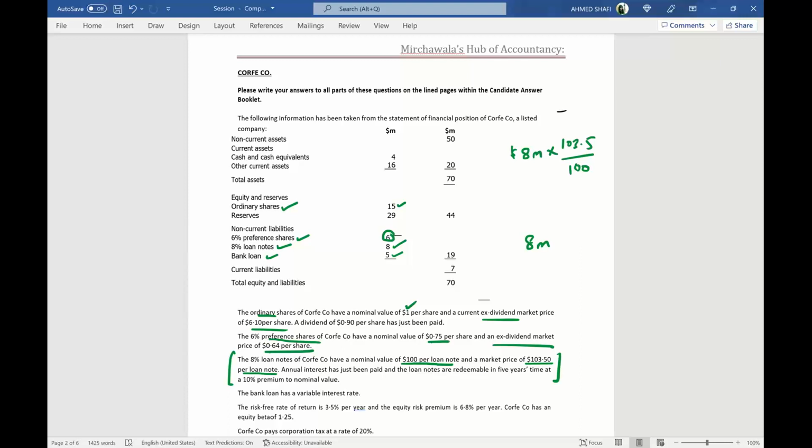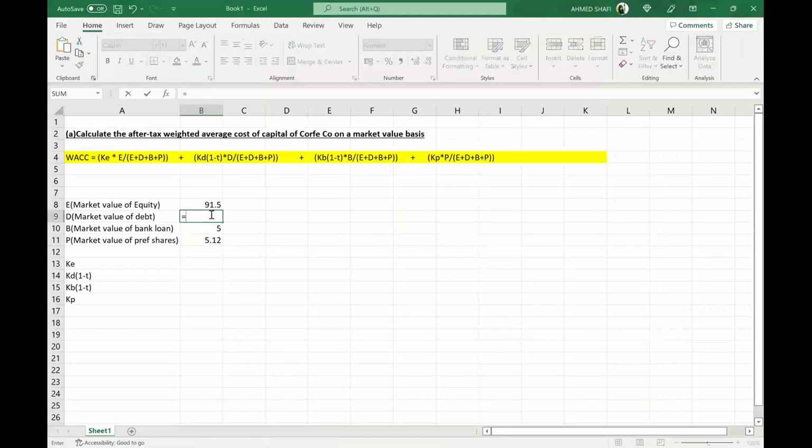But this is trading at a market price of 103.5, 3.5% extra. So we will convert this 8 million into 3.5% extra. So 8 million is the balance sheet value, trading at 3.5% extra, 103.5%. So out of these 8 variables required from the equation, you have generated 4 of them. Any questions, please ask.